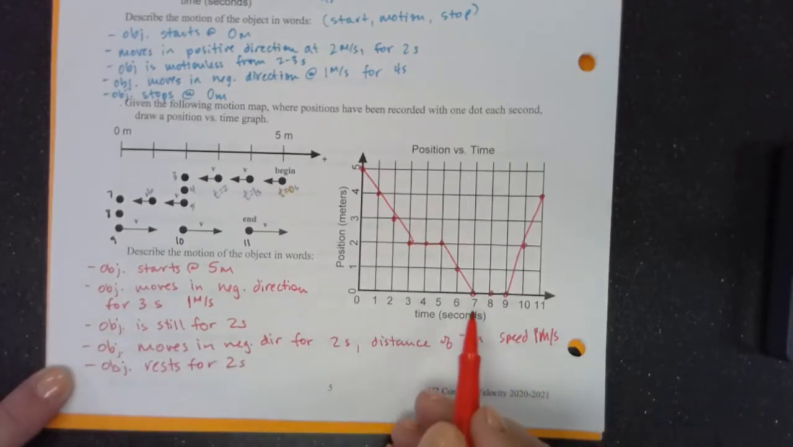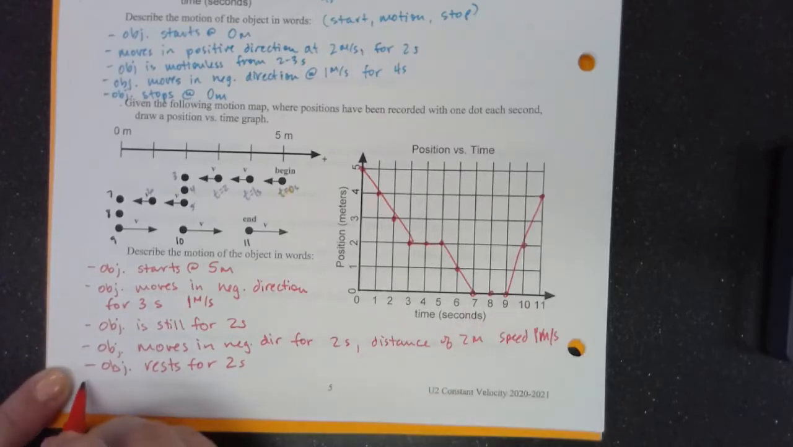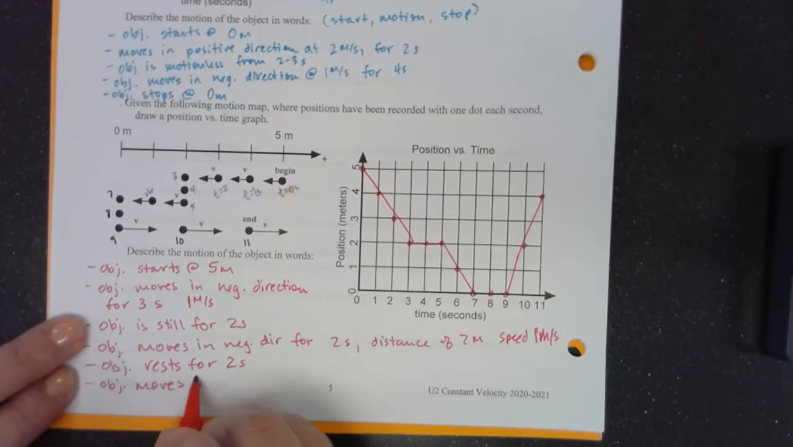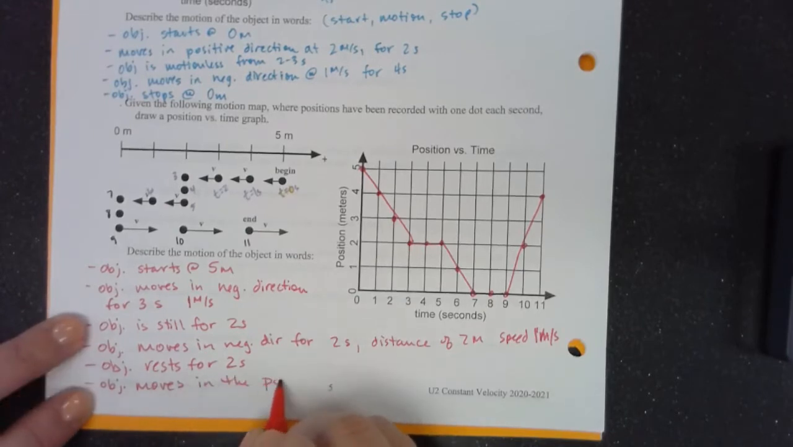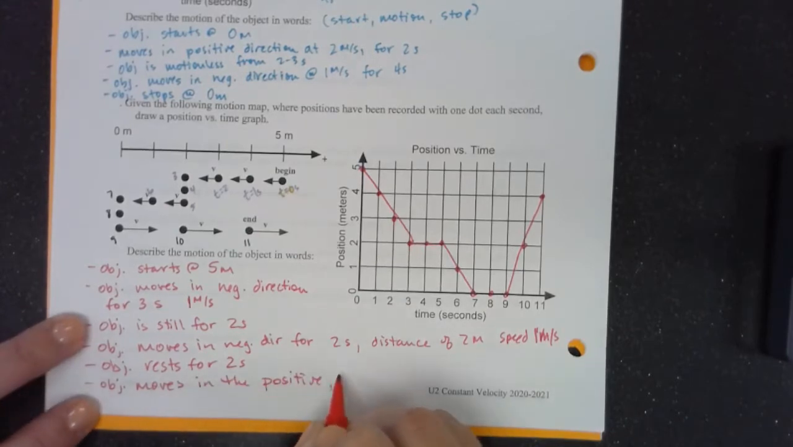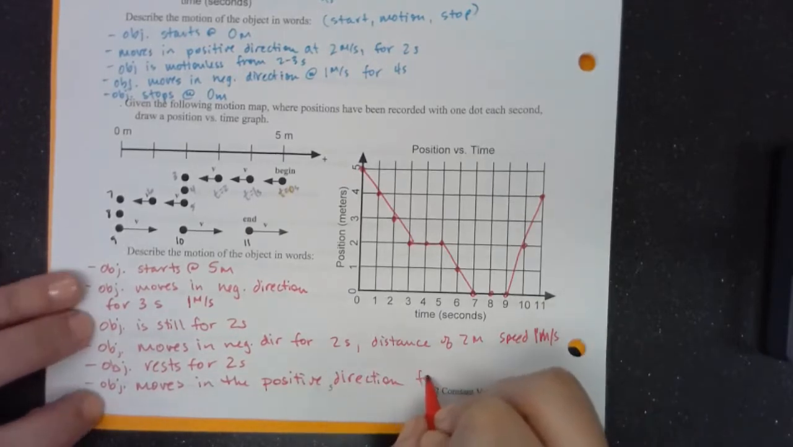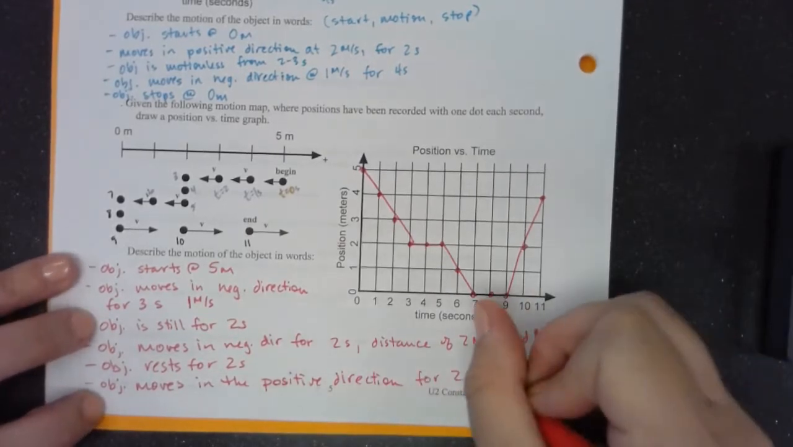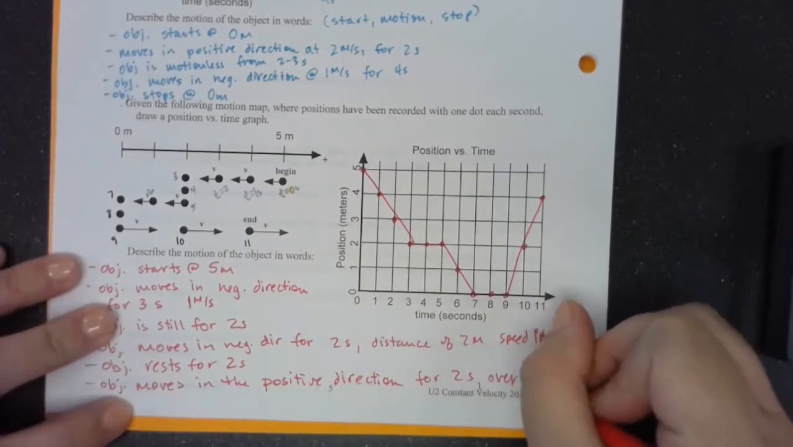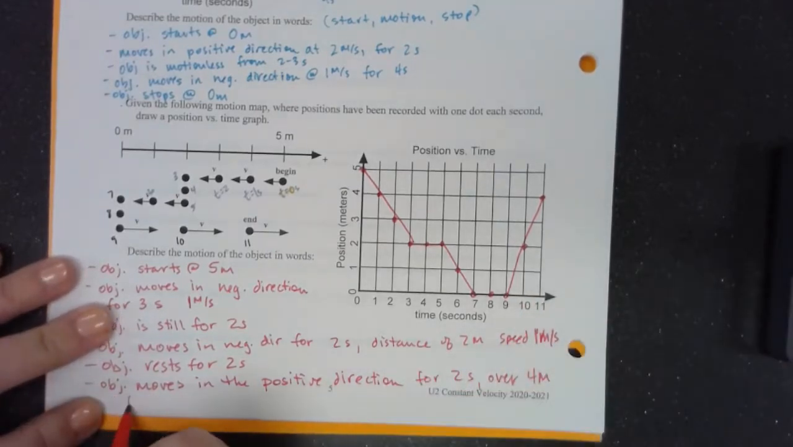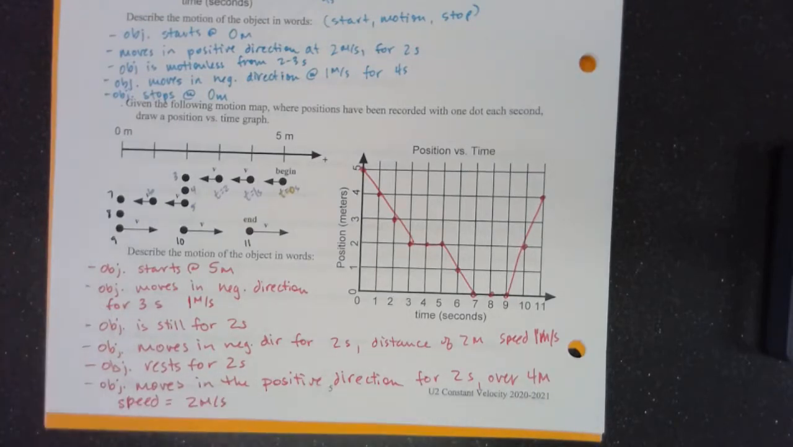Our object rests for 2 seconds between 7 and 9. And then moves in the positive direction for 2 seconds over 4 meters. So there our speed is 2 meters per second. All right, does anybody have any questions about number 2?